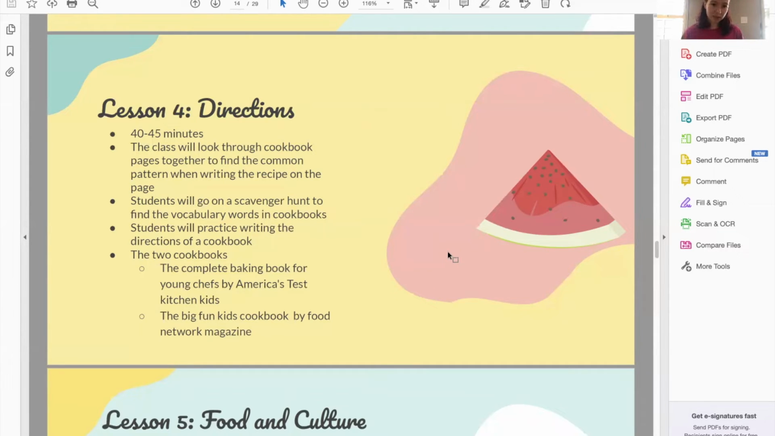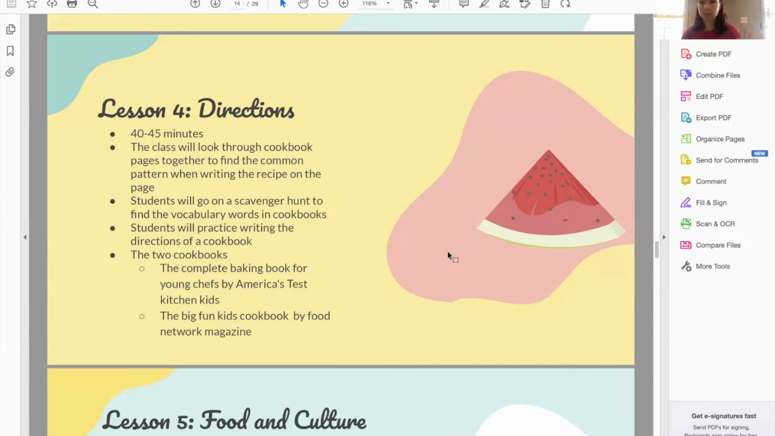Students will go on a scavenger hunt to find vocabulary words in the cookbook, because with the directions and how-to, a lot of the vocabulary words would be used with that. So finding the vocabulary words in cookbooks and seeing how they're used, I feel like that'd be really fun for the kids and really useful. Students will practice writing directions in the cookbook. So in the little writing journal, they'll practice.